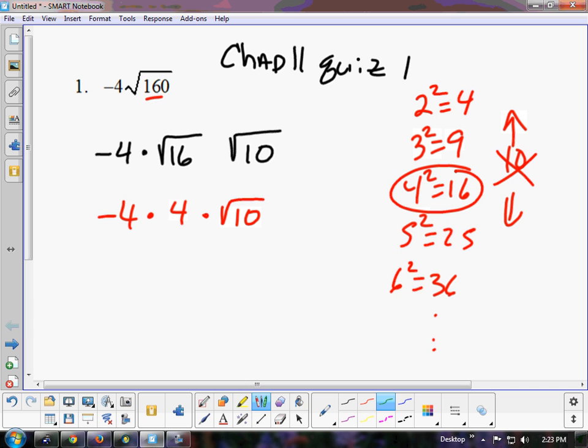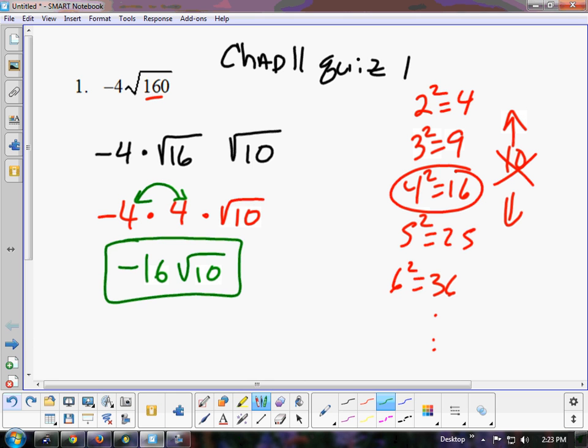So now once I do the square root, I combine these two together, and I get negative 16 radical 10. Now I stop at that point because this is a whole number 16. It's not square root of 16. And the square root of 10 I can't break down. So this is my final answer.